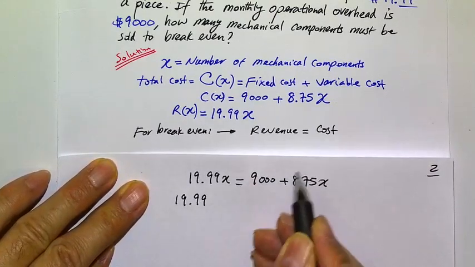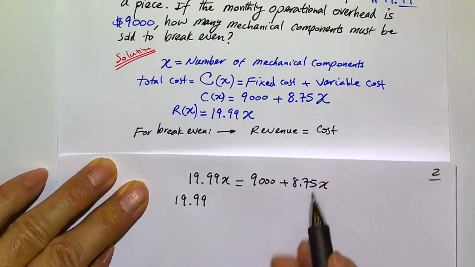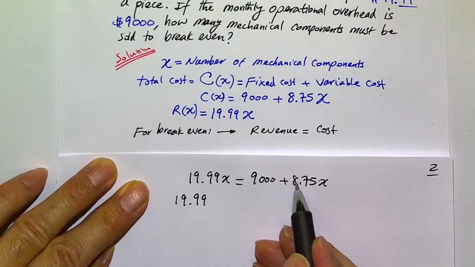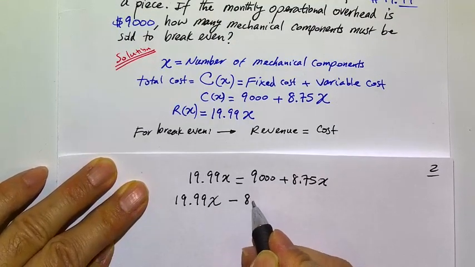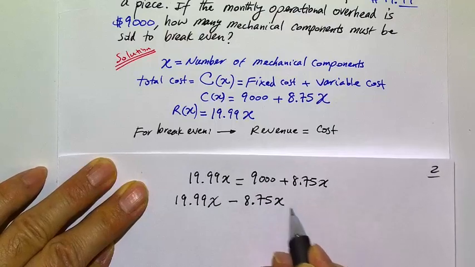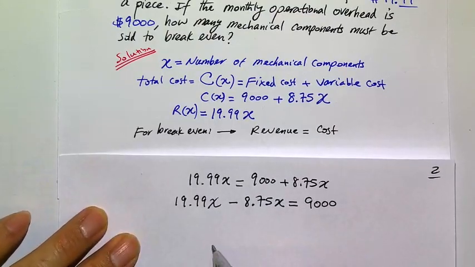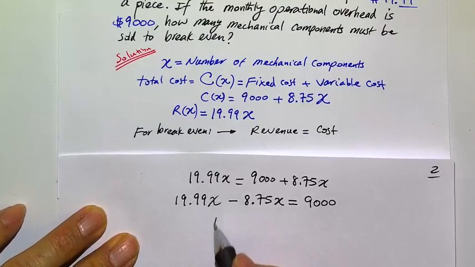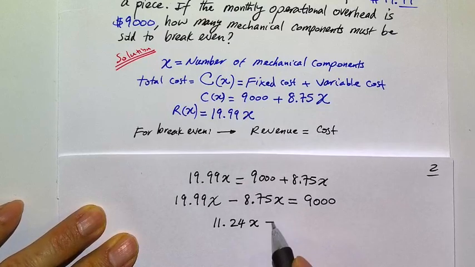So we need to move this x term from right to left to combine it with this. Because it's positive on the right side, when we move it, it becomes negative. So minus 8.75x equals 9,000. Okay. Then if we combine this, and please verify these numbers that I have with your own calculations.